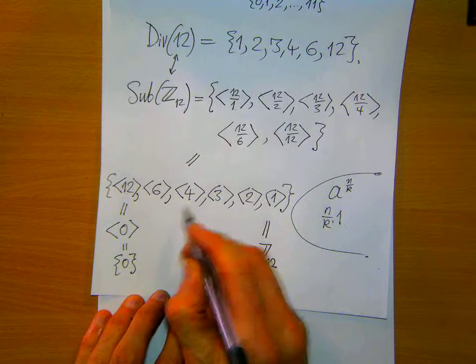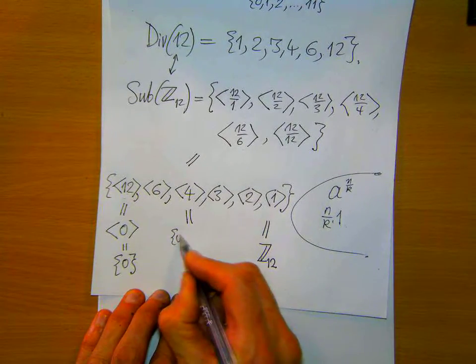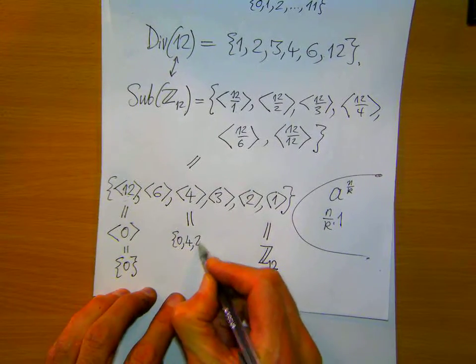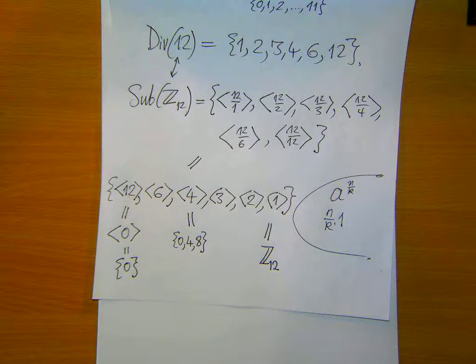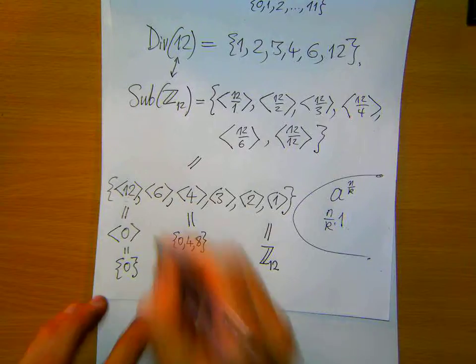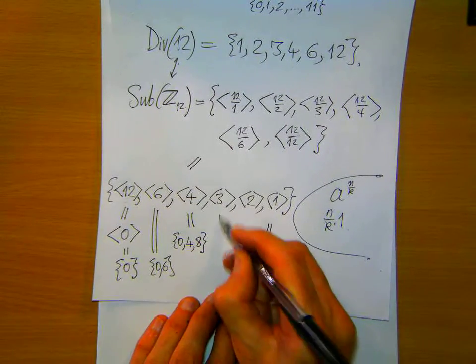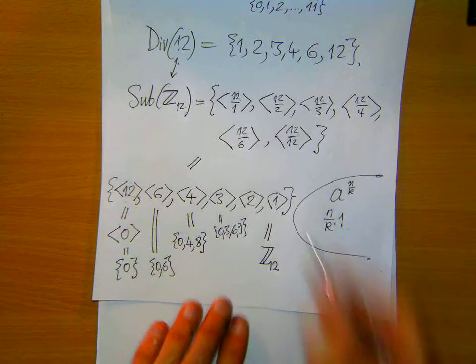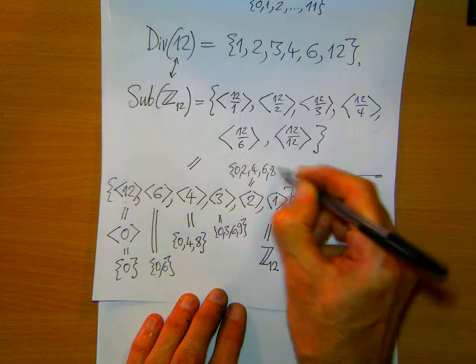So let's just do an example. What about the subgroup generated by 4? So that contains the identity. 4 plus 4 is 8, and that's it. And then the one generated by 6 contains 0 and 6. This was 0, 3, 6 and 9, and it's getting very squashed. This one has 0, 2, 4, 6, 8 and 10.